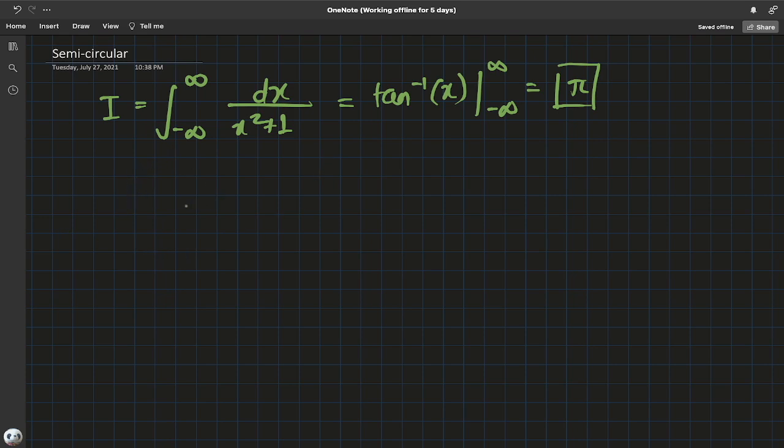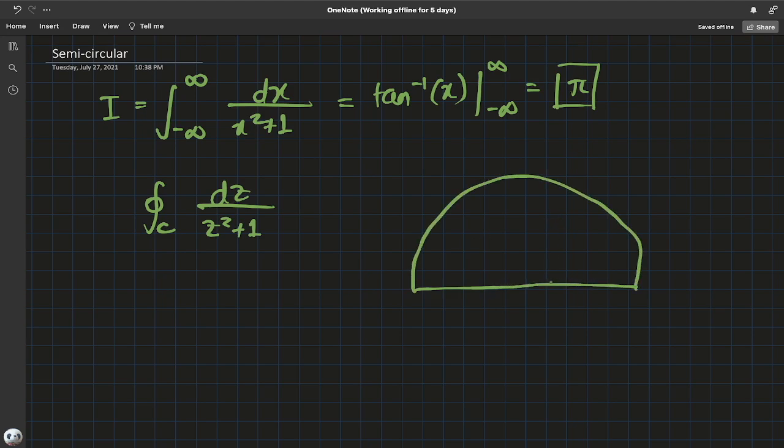Well, consider the contour integral over C, where we complexify this: dz over z squared plus 1. C is now, just like the formalism I discussed before, going to be this semicircular contour. This is the real part, from negative R to R, and then this arc that we need to be careful about. And this, of course, is our popular imaginary axis, and this is the real axis.